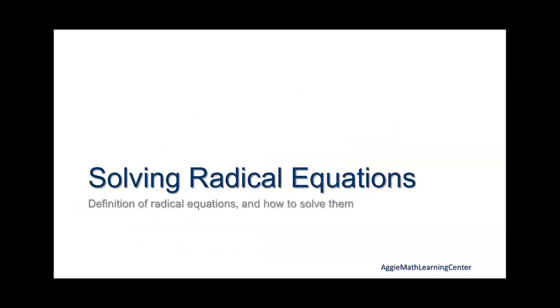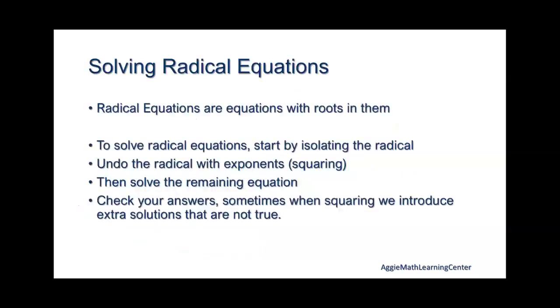So the last topic, covered in CBE 4, is solving radical equations. Radicals are where you have a square root or a cube root. Mostly in this class we're dealing with square roots, but it's similar concepts. Radical equations are equations with roots in them. To solve them, similar to absolute values, we first isolate the radical, get it by itself, and then we undo the radical with exponents.